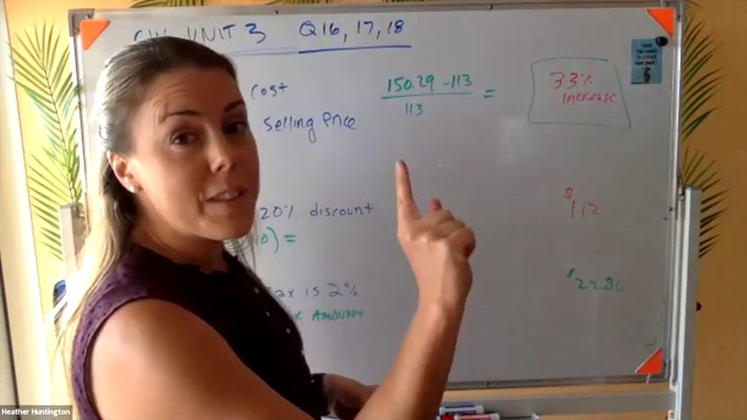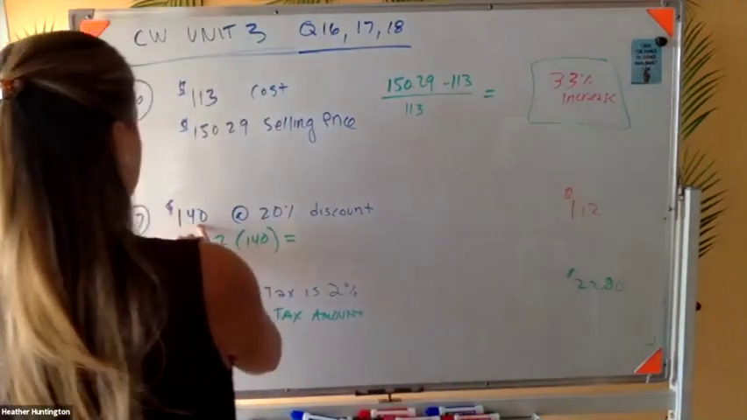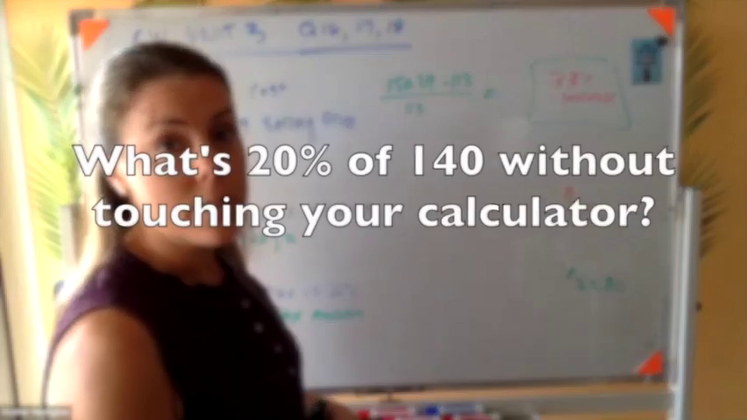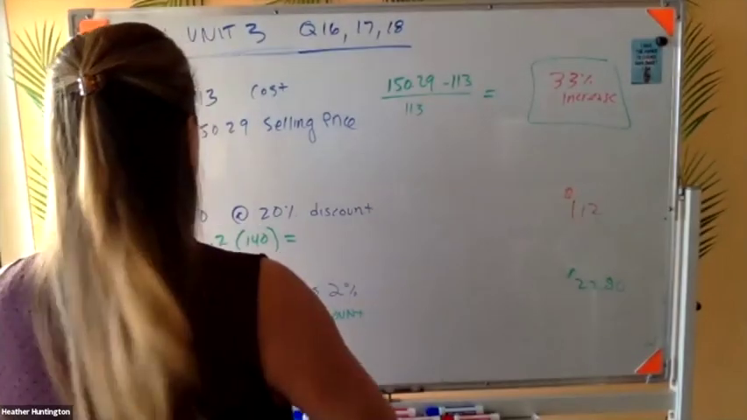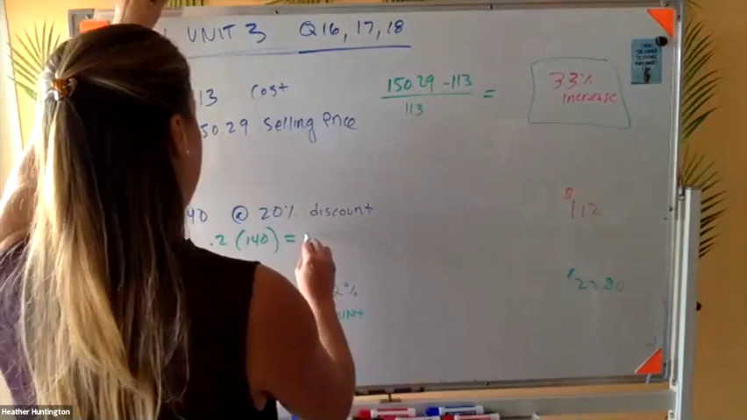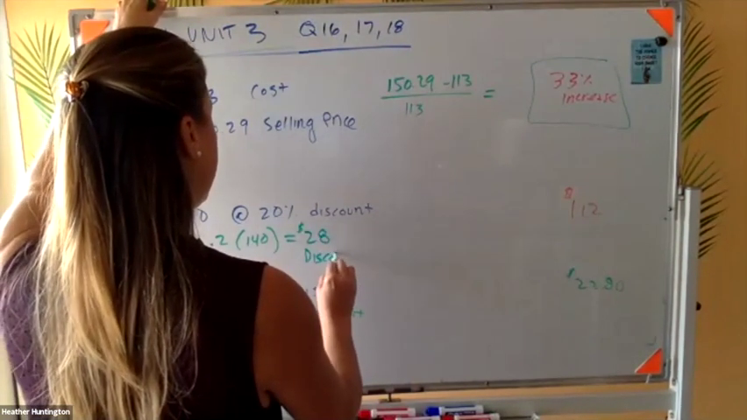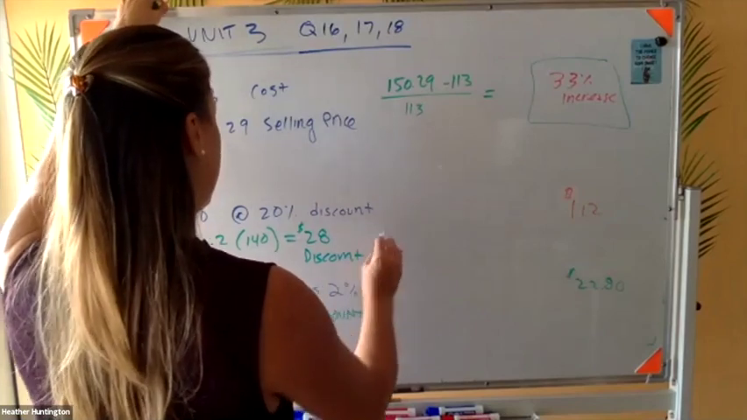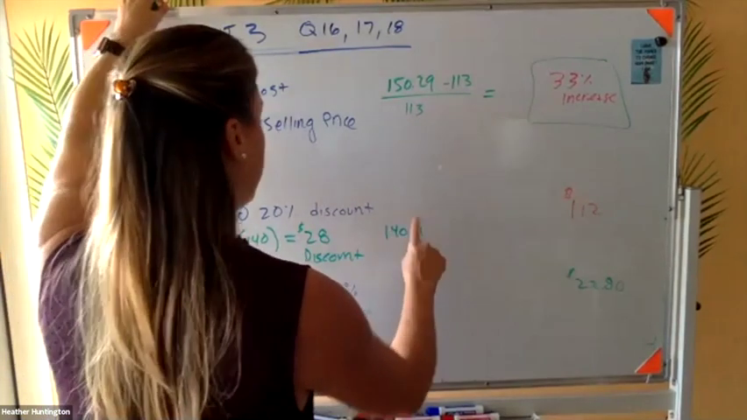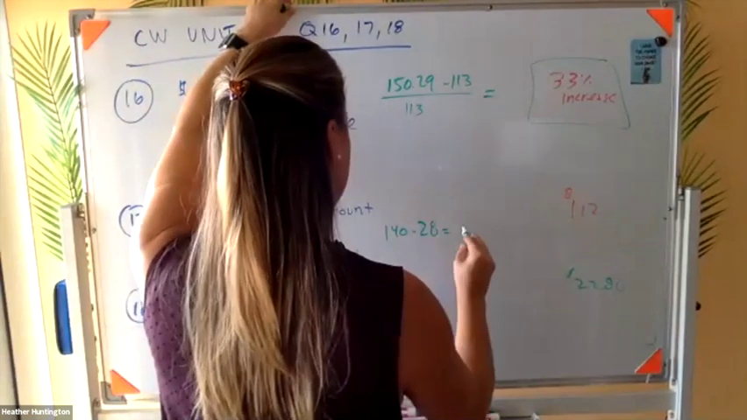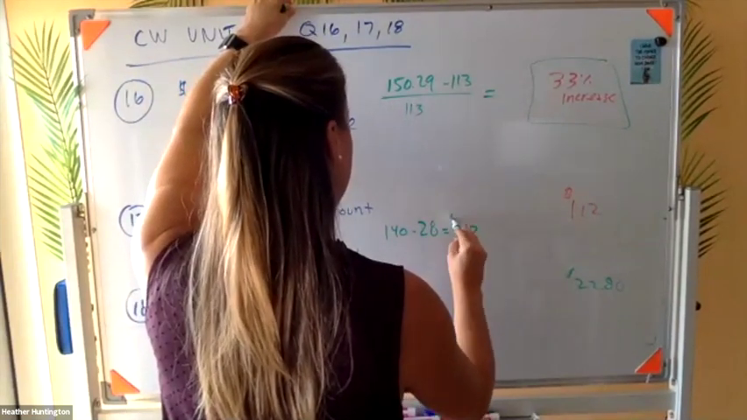Good. So you just move the decimal over 1, right? $14. Now what's 20% without touching your calculator? 28, so it's just double that. So we know that it's a $28 discount. So then you do 140 minus 28 equals 112. Great job.